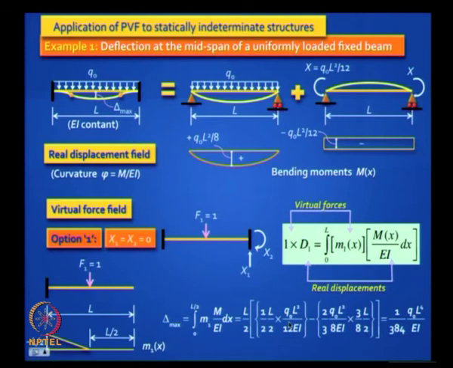Now you must be careful about the signs. This product will be negative because you are multiplying something positive with something negative, whereas this product will be positive because you are multiplying a negative with another negative. Clear? Now just check this out. The answer is 1 by 384 q naught L raised to 4 by EI.